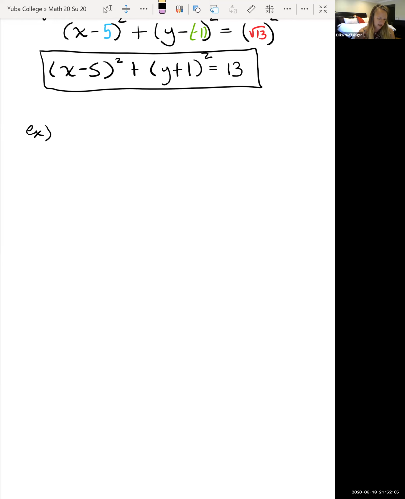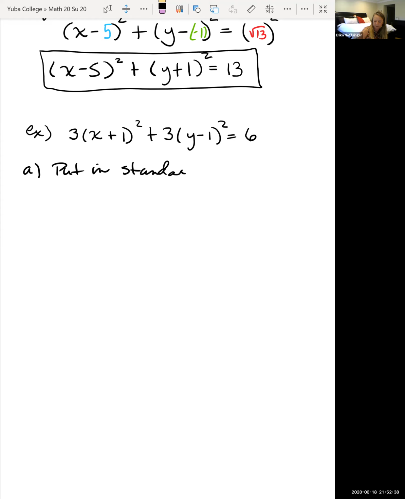So let's say you were given 3 all times the quantity x plus 1 quantity squared, plus 3 all times the quantity y minus 1 quantity squared is equal to 6. So it's not quite in standard form. So let's first put it in standard form.